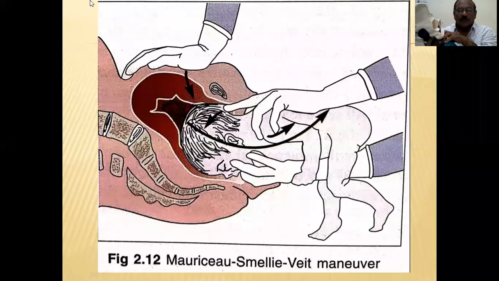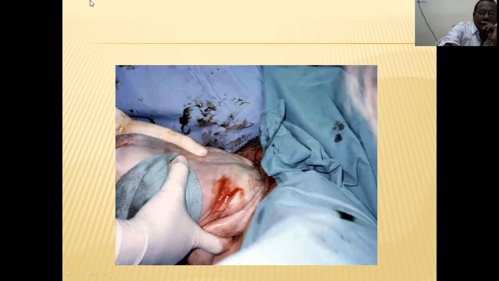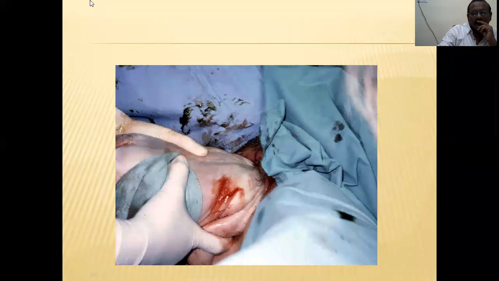This is also called the jaw flexion and shoulder traction method, or the Mauriceau-Smellie-Veit maneuver. This is how you will deliver the shoulders when they are in a nuchal position or an extended position. This is how you are going to deliver. This is the neck inside the vagina, and these are the two hands. We catch hold of the trunk with the hands and keep the hand aside and protect the cord from compression.